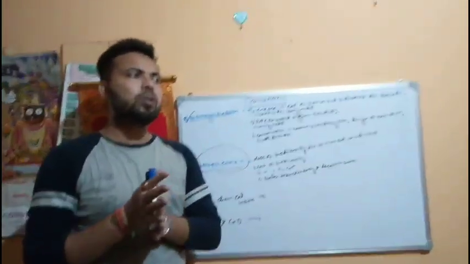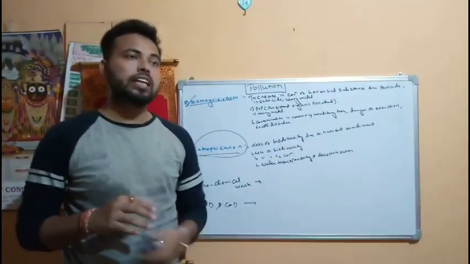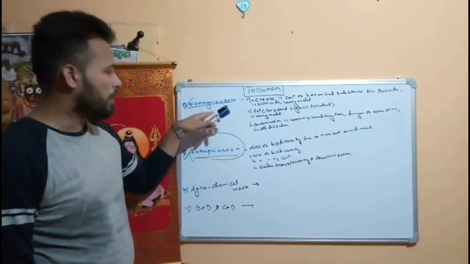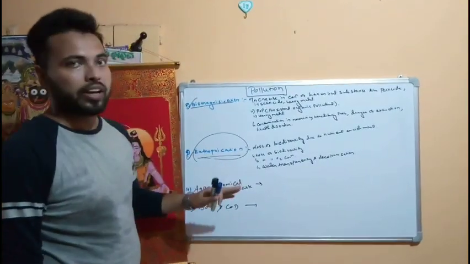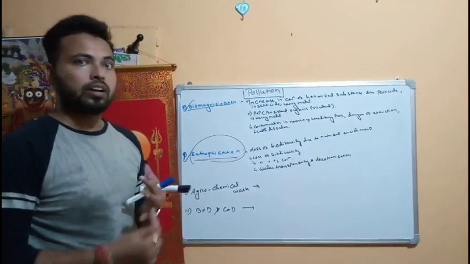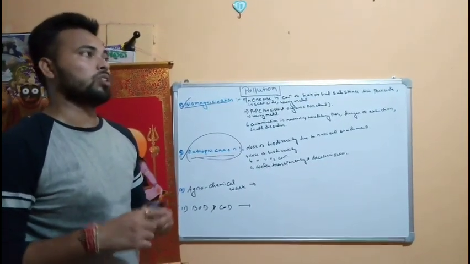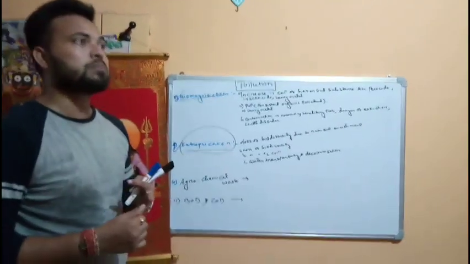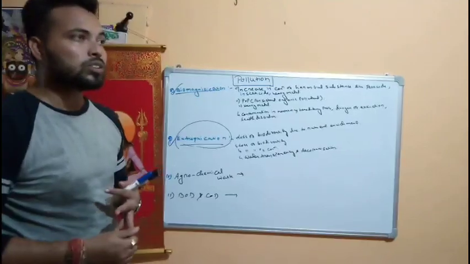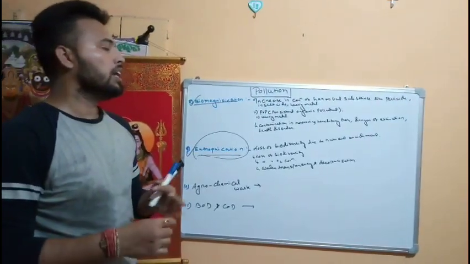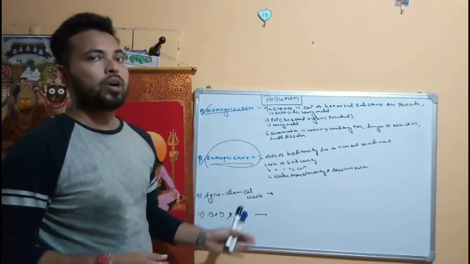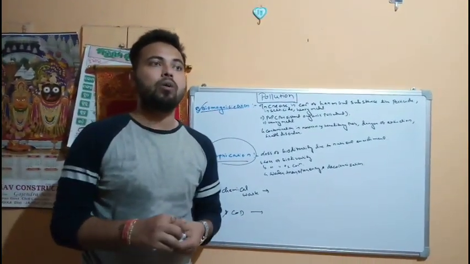And the last part is BOD and COD, the biological oxygen demand and the chemical oxygen demand. This is all about pollution, biomagnification, eutrophication, agrochemical waste. First, pollution, then air pollution, then water pollution, then solid waste management, then radioactive waste management, then acid rain, then global warming, greenhouse effect, ozone layer depletion, then deforestation, then biomagnification, eutrophication, agrochemical waste, and BOD and COD. This is all about your pollution chapter.